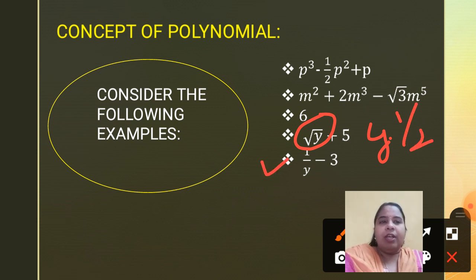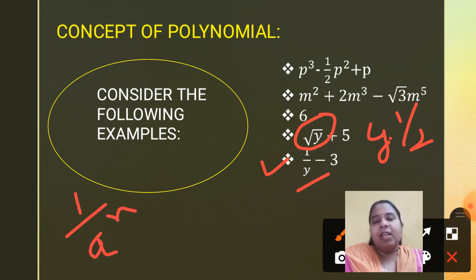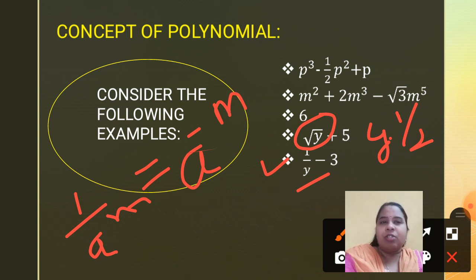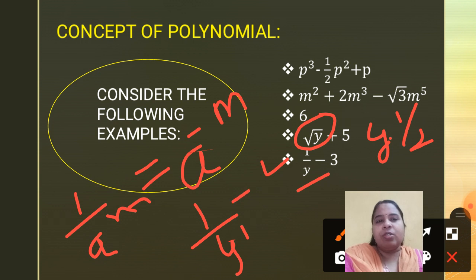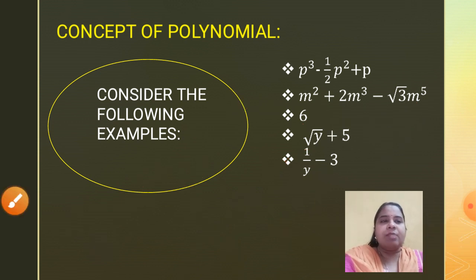In the same way, the last one is 1 upon y minus 3. Laws of indices, do you remember? When it is 1 upon a raised to m, and it goes up, it is nothing but a raised to minus m. This is the law of indices. So if I apply the same thing here, 1 upon y is as good as 1 upon y raised to 1. When it goes up, it will become y raised to minus 1. I hope all these concepts are clear to you.